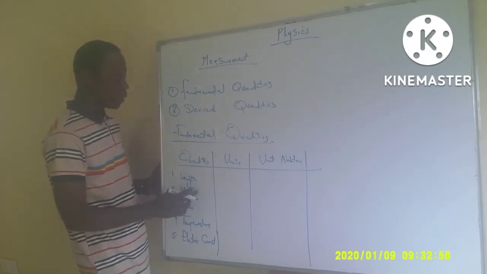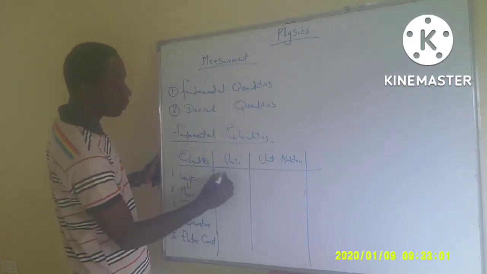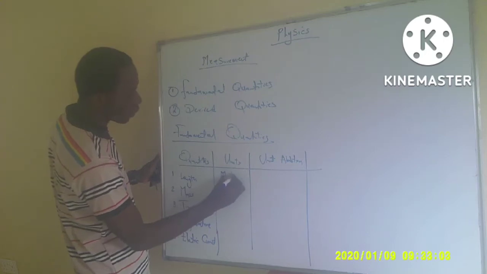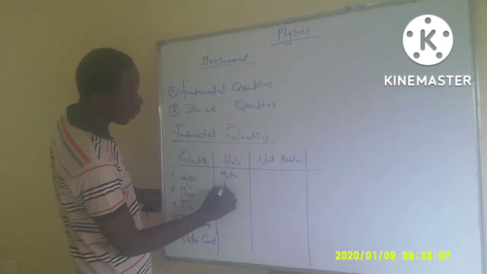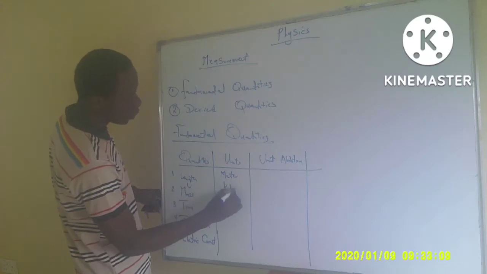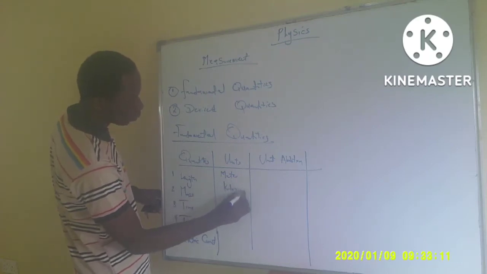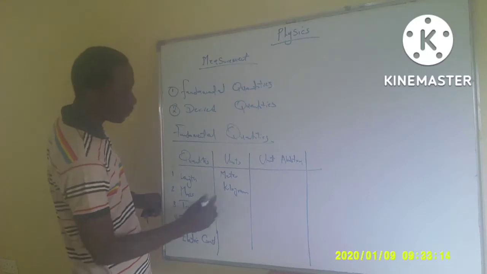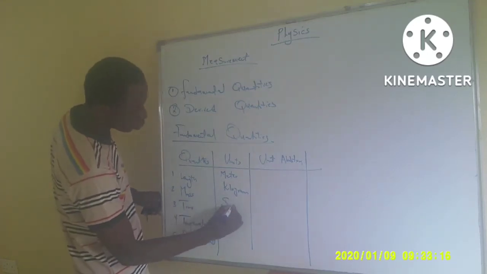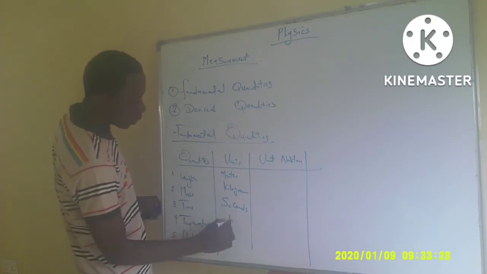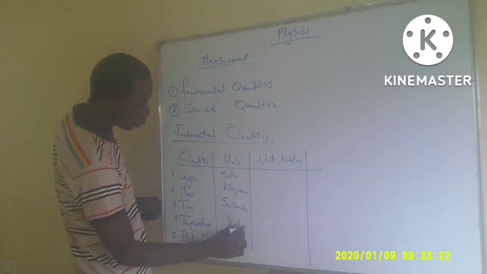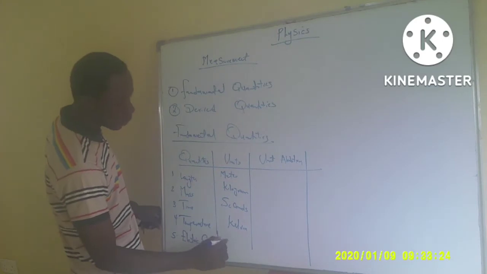What's the unit? The length is measured in meters, so the unit is meters. Then the mass is measured in what? In kilogram. Then the time is measured in seconds. Then temperature is measured in Kelvin. Then the electric current is measured in ampere.